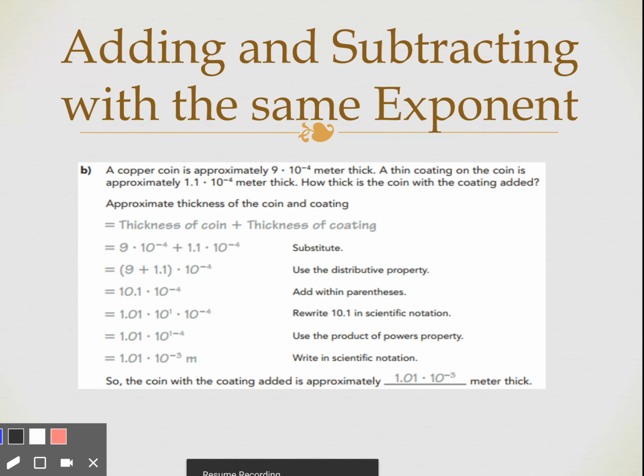Another example here, a copper coin, 9 times 10 to the negative 4th. And the thin coating is 1.1 times 10 to the negative 4th meters thick. So they want to know how much it is together. 9 times 10 to the negative 4th plus 1.1 times 10 to the negative 4th. Again, you use the distributive property. We get 10.1 times 10 to the negative 4th. So we need to move that decimal to the left, which would mean we add in that 10 to the first power. So now we have 1.01, 1 minus 4. We get 1.01 times 10 to the negative 3rd power.